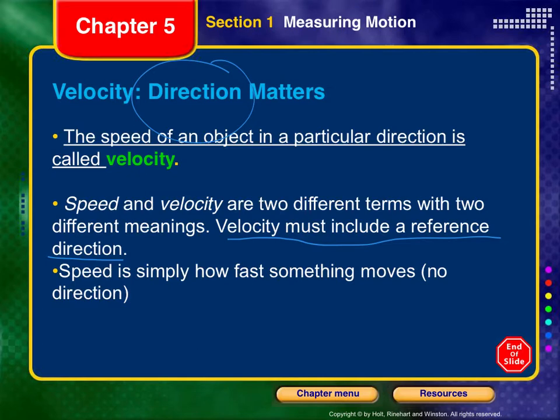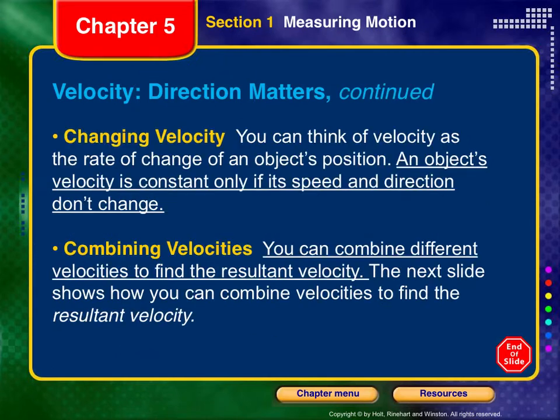That reference direction, which is not in these notes here, is called a vector. The vector is where it's moving, or what direction the force is moving. We're going to come back to the word vector when we talk about forces in the next chapter. But the key thing to remember between velocity and speed is the reference direction. Speed has no direction calculated into it.